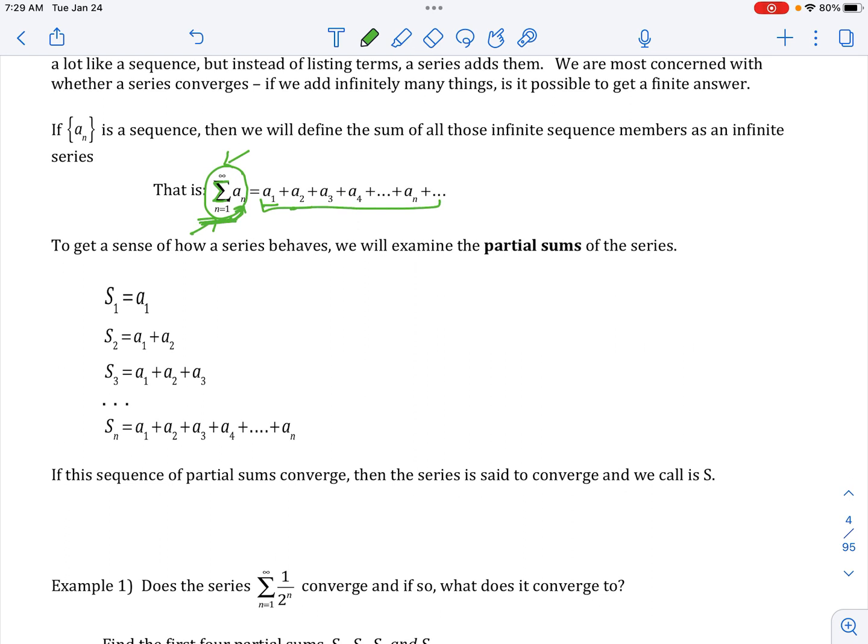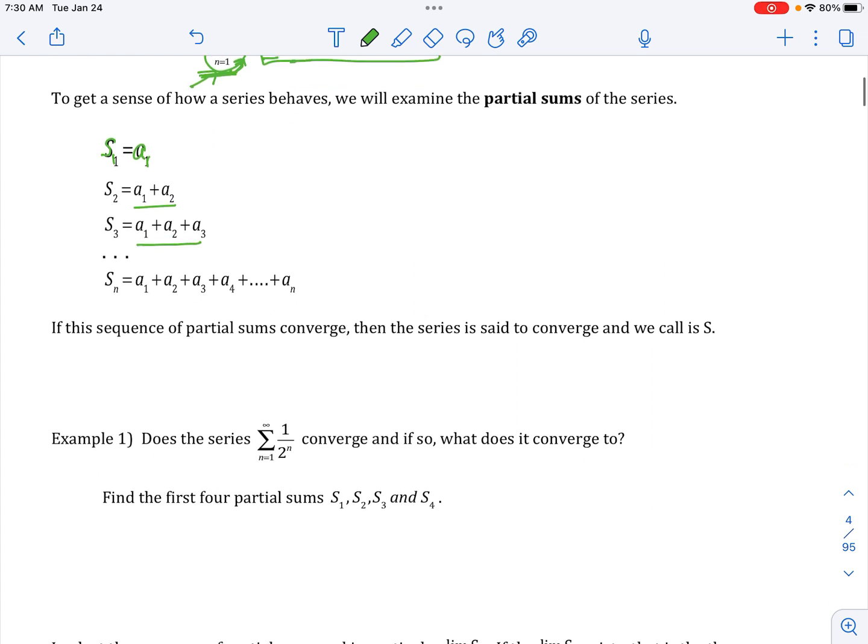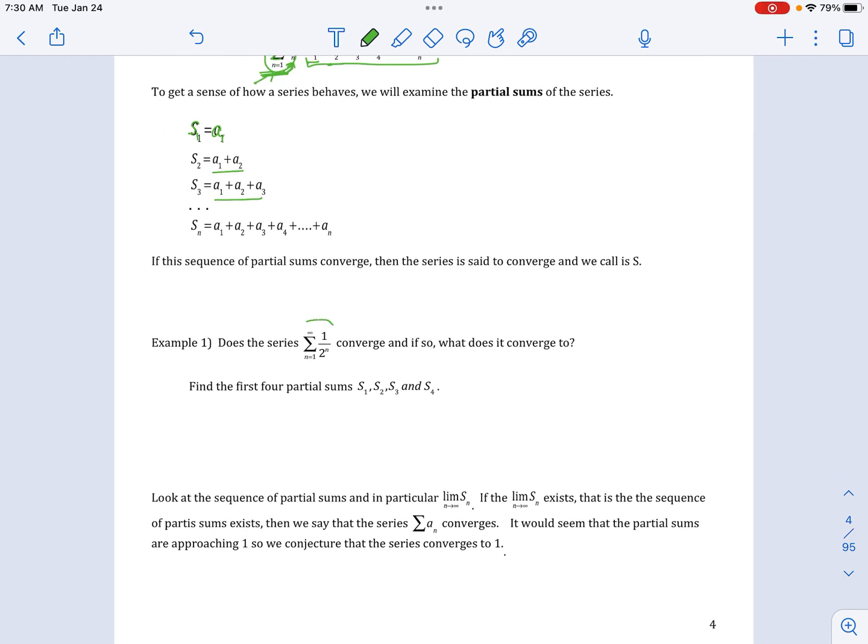Okay, to figure out what's happening to a series, we're going to look at what's called the partial sums. So the first partial sum, called S sub 1, would be just the first term, a sub 1. Done. Your second partial sum, S sub 2, would be just the sum of the first two terms. Your third partial sum would be the sum of the first three terms, etc. And what we know is that if the sequence of partial sums converges, then the series is said to converge. Okay, let me show you an example to show you what this means. So let's say we're looking at this series, the sum of 1 over 2 to the n, and we need to know, does this series converge or not?